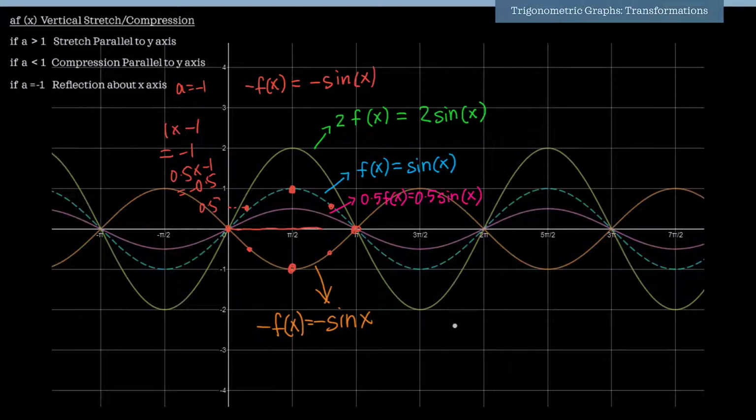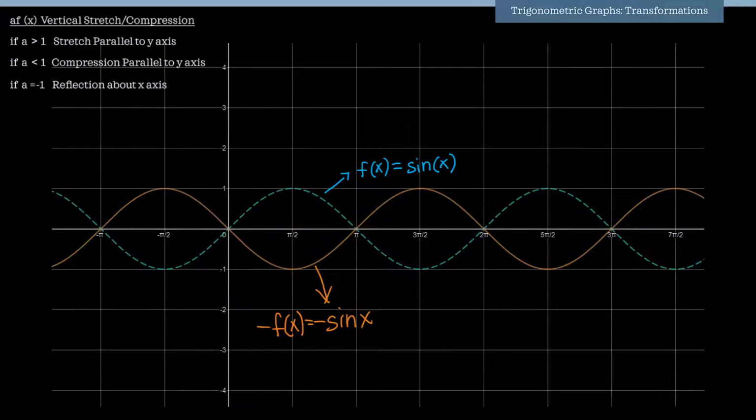So if the value of a is -1, it's going to be a reflection about the x-axis. Now let's look at more examples of negative values of a. Let's say a was minus 4, so I'm looking at minus 4 f of x, which means minus 4 sine x. So how is the graph of minus 4 sine x going to look? Well, in my original function f of x equals sine x, each value of y is going to get multiplied by minus 4.